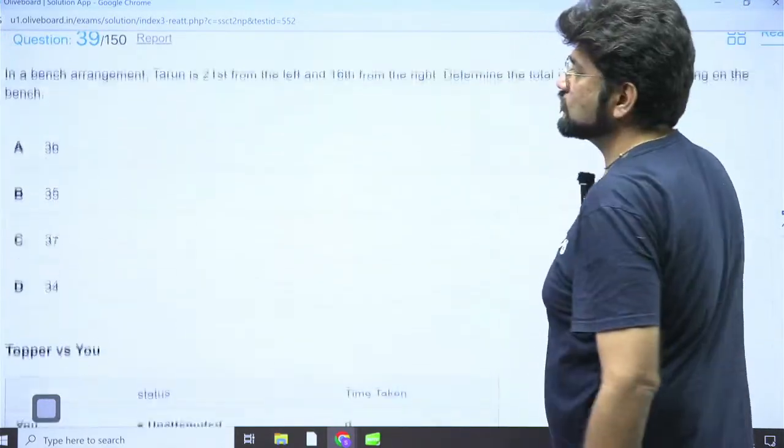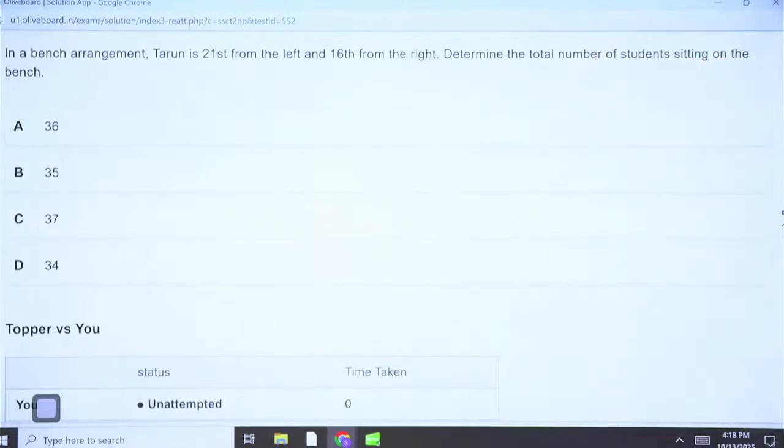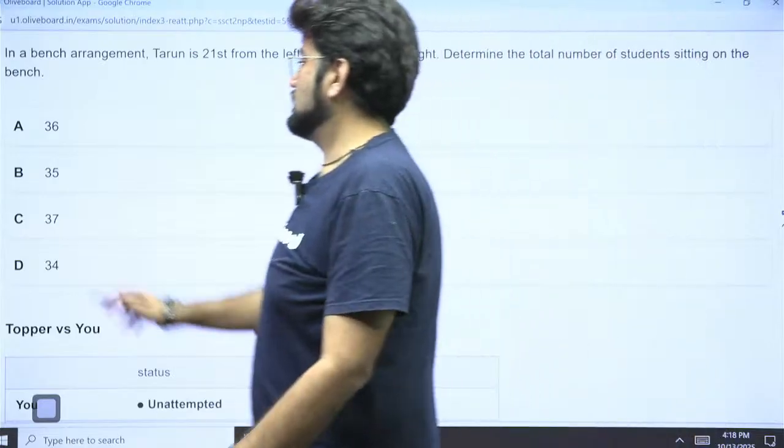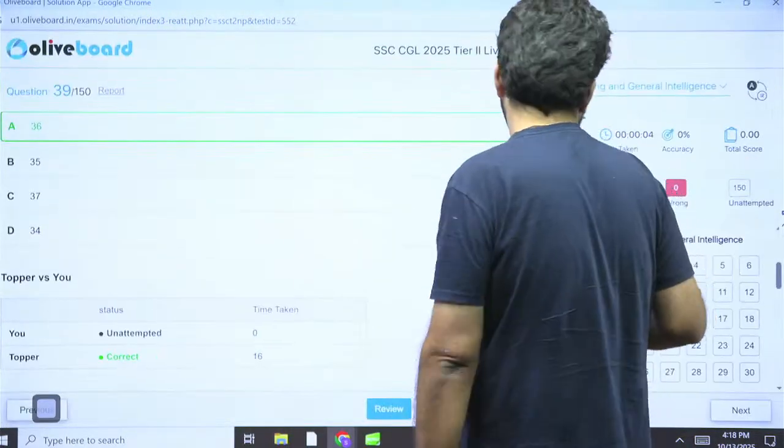Simple ranking based question. In a bench arrangement, Tarun is 21st on the left and 16th on the right. Okay, total number of students: 21 plus 16, 37, minus 1, 36. Option A is the correct answer. 16 seconds, that's all. Very nice.